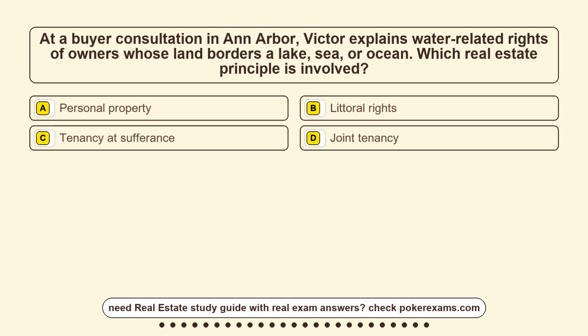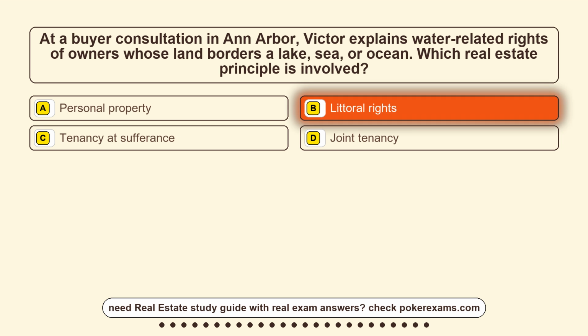Question 10. At a buyer consultation in Ann Arbor, Victor explains water-related rights of owners whose land borders a lake, sea, or ocean. Which real estate principle is involved? Option A, personal property. Option B, littoral rights. Option C, tenancy at sufferance. Option D, joint tenancy. The correct answer is option B, littoral rights.